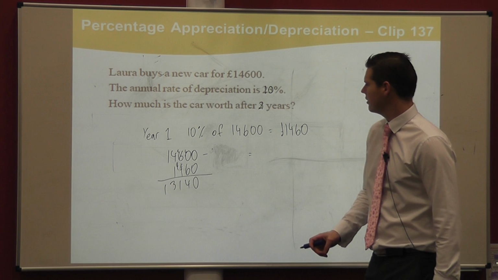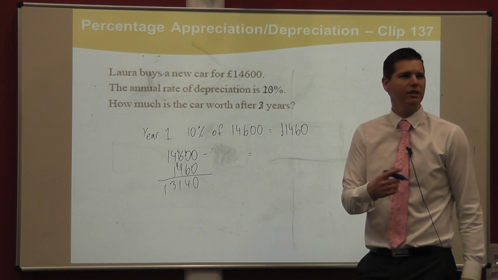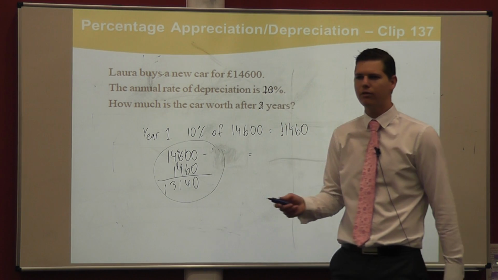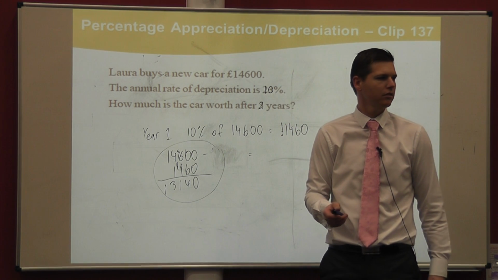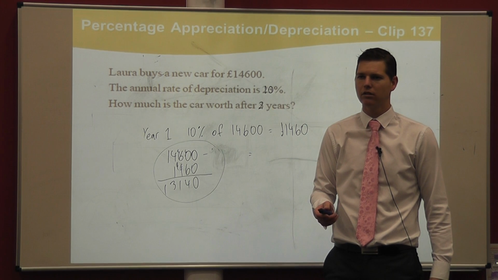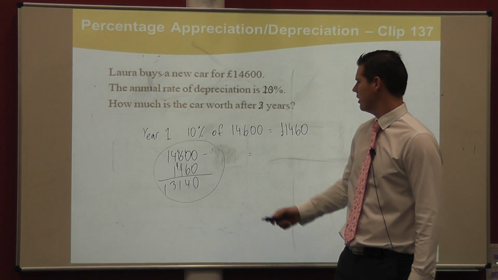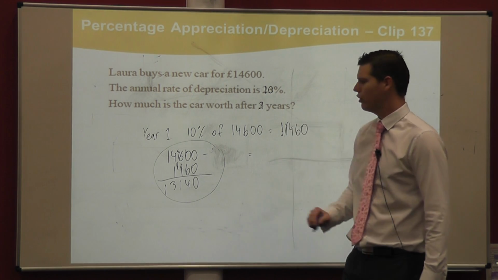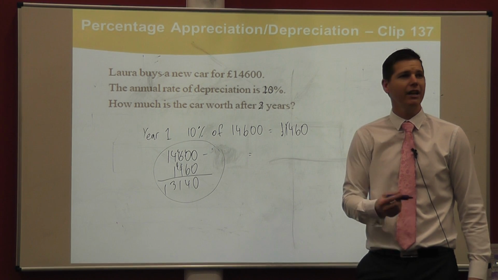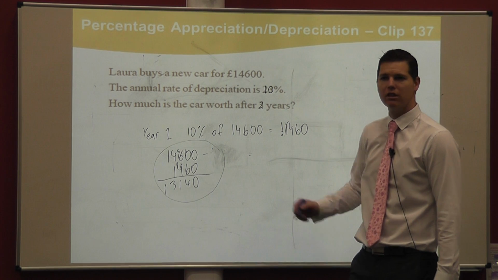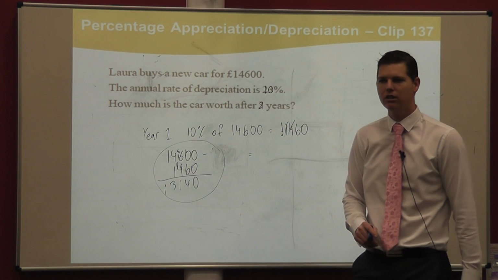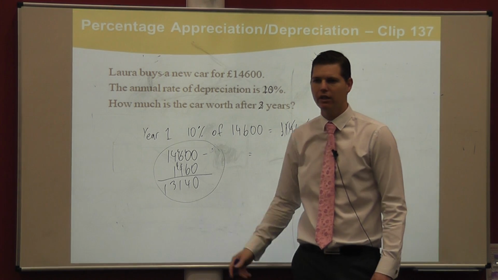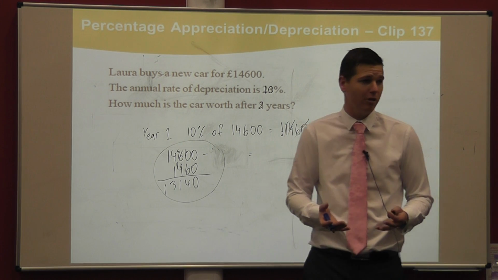So it's been 13,140. Anyone do that differently? Rather than having to do a subtraction like that, can you give me a different method? You can start off with 14,600, take away 1,000, gives you 13,600. Take away 400, gives you 13,200. Take away another 60, gives you 13,140. That's that partitioning that we've spoken about before.